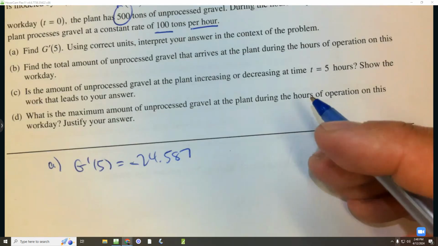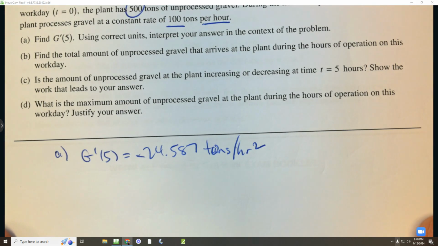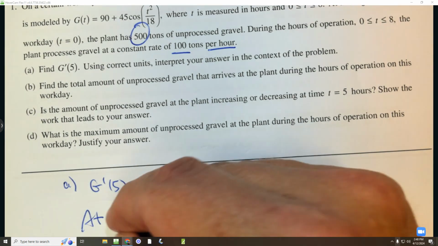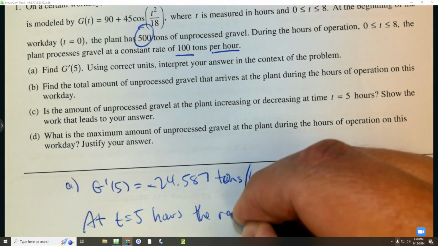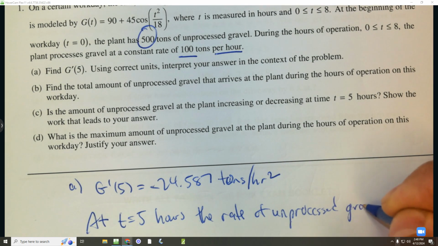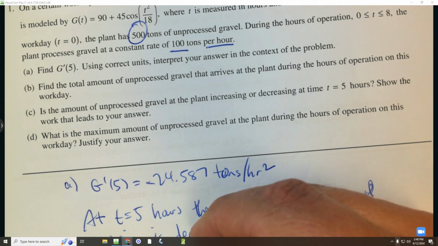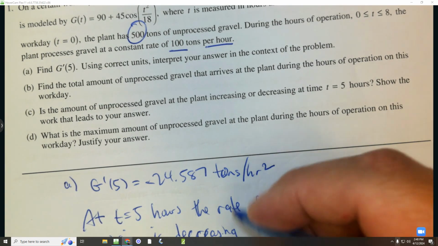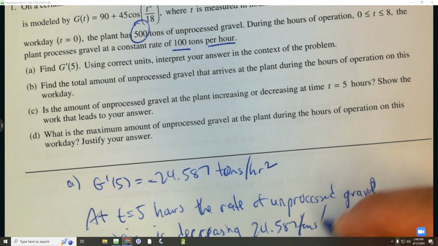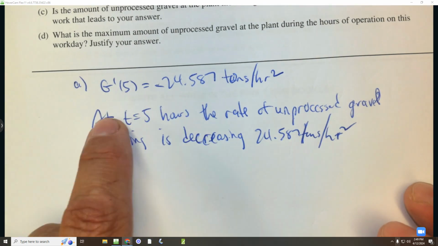24.587. And so what would the unit be? That's in tons per hour squared, because it was a rate before. And then it says, using correct units, which we did, now interpret what it means. So 5 represents t equals 5 hours. What's happening to the rate? The rate of unprocessed gravel arriving is decreasing. The units are tons per hour squared. But the whole point is, at 5 hours, because it's negative, the rate is decreasing.